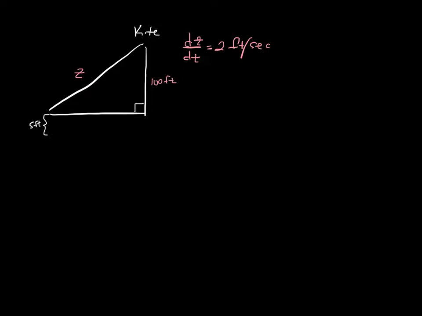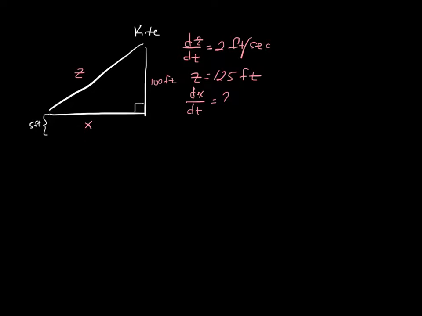So our job is to find the rate at which the kite is moving, when 125 feet of string has been paid out. So that would be the rate of change of this segment here. That's the rate at which the kite is moving. So let's call this x, and we are looking for dx/dt.